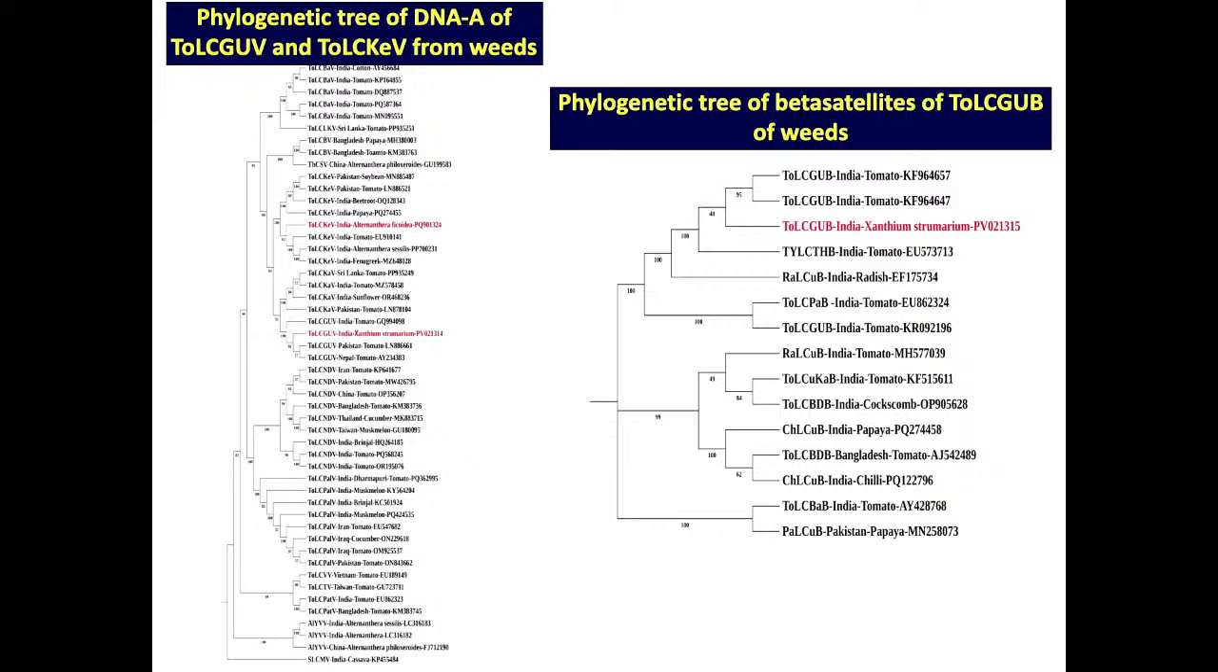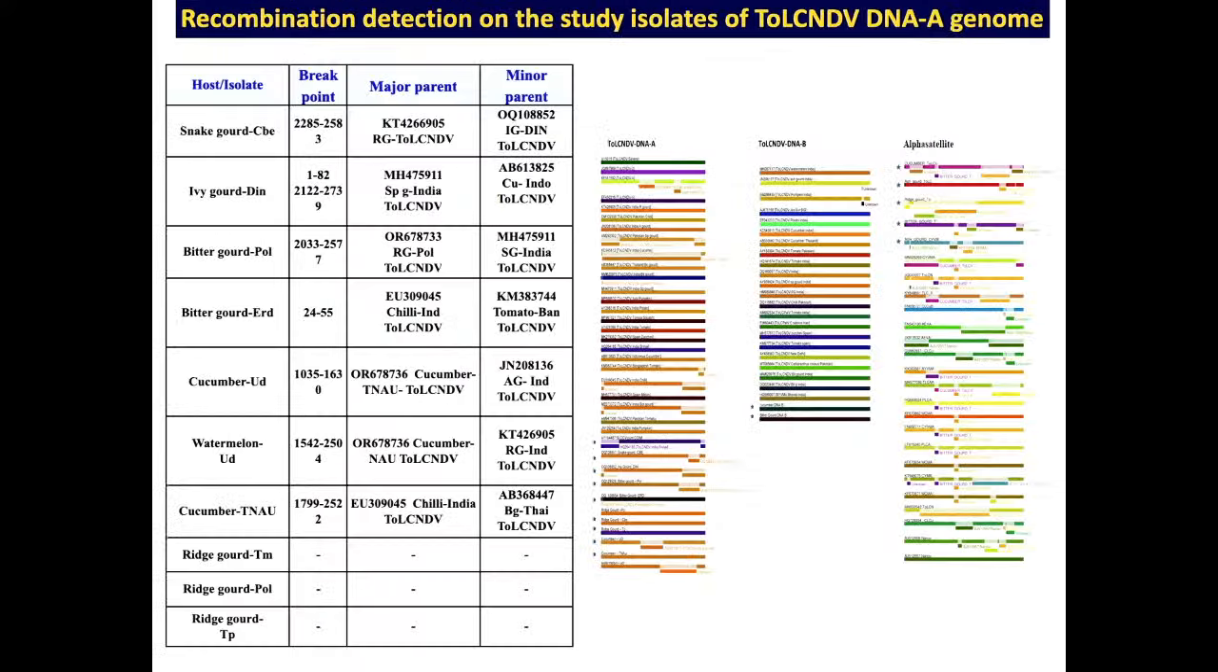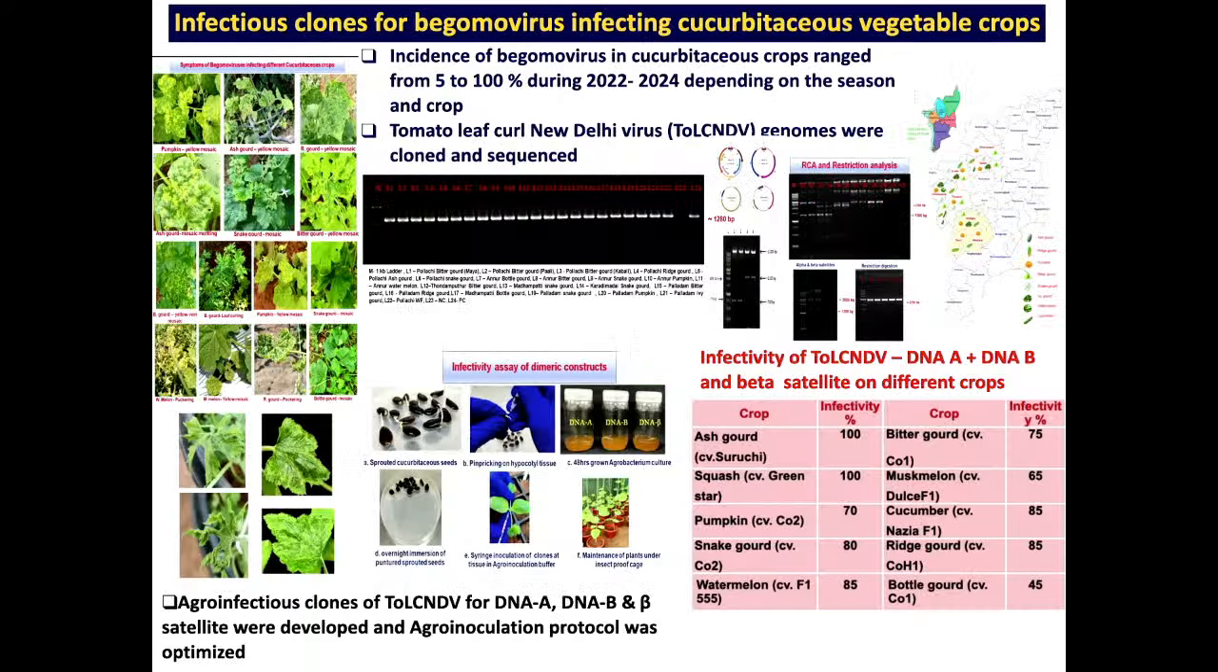This is the Gujarat virus, and we have also characterized the Gujarat beta satellite. We also did recombination analysis, and some of the viruses between isolates from one crop to another, like tomato with the cucurbitaceous isolate, have recombinations, either in the DNA A or in the DNA B. A small portion was identified in the recombination analysis.